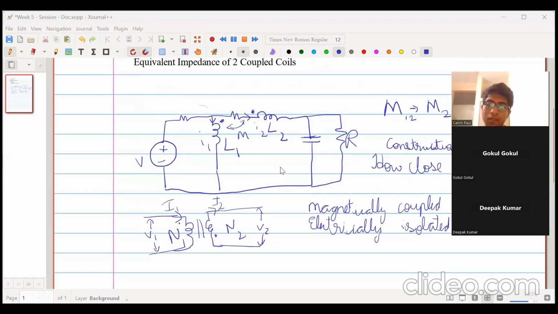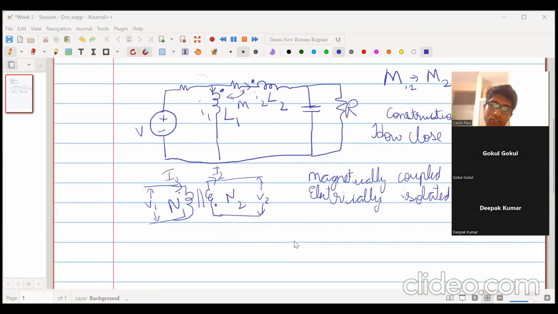Okay. So today we'll be discussing the mutual inductance as well as self-inductance of coils. When two inductors are magnetically coupled to each other, how do we analyze such circuits, and so on.